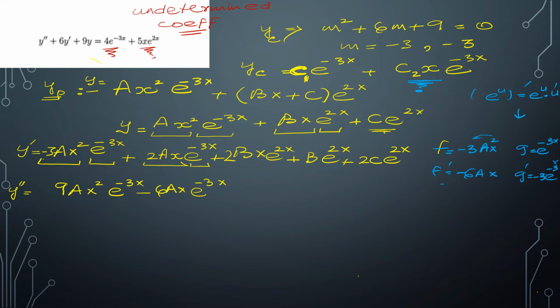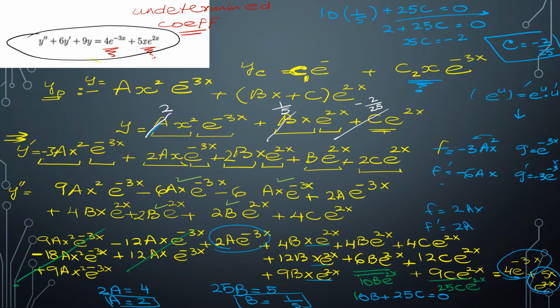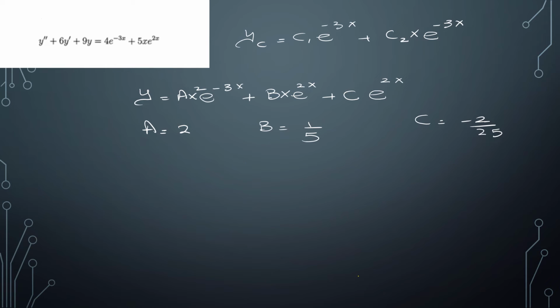You can see again I can apply my product rule. So here my f will be 2ax, so my f prime will be 2a, and my g is the same as I have already written, e to the power of minus 3x. So now let's write here f g prime. I will write f, that is 2ax, times g prime. So all the information is here.